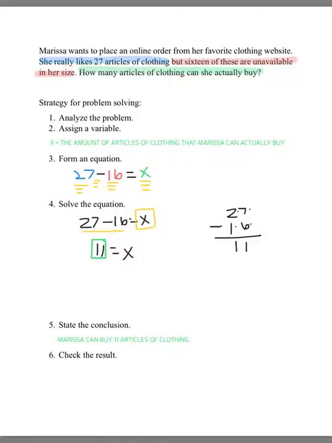So now let's go ahead and check the result. For any problem, if you want to check the result, we always want to start off with the original equation found in step 3. So that's going to be 27 minus 16 is equal to x. However, we now know that x is equal to 11. So all we need to do is simplify the left-hand side, 27 minus 16. Luckily for us, we already did that. And now we know that 27 minus 16 is equal to 11. So we end up with 11 equals 11. That is indeed a true statement. So our solution is correct.